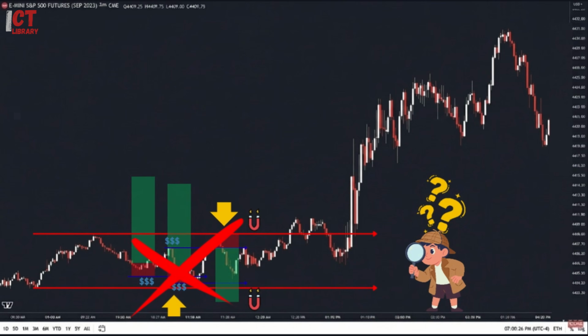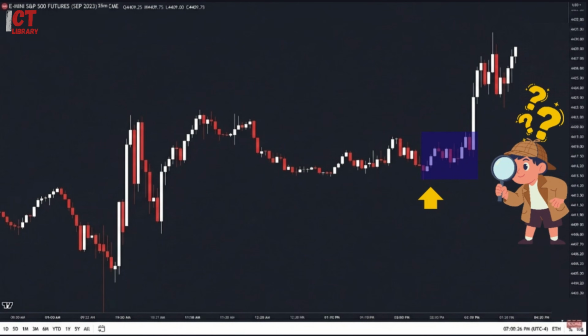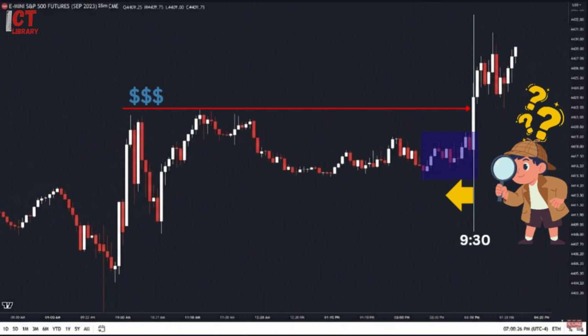Stop staring at the 1-minute chart. Move up to at least the 15-minute time frame. Look for relative equal highs. On the 15-minute chart, the targets are obvious. These equal highs are areas where the market wants to go to clean up the price action. Before the 930 open, we are usually stuck in a small pre-market range.